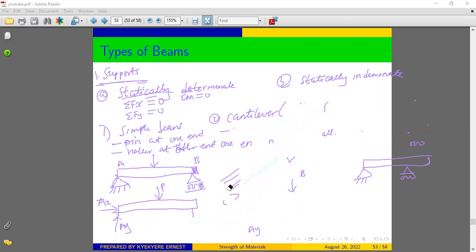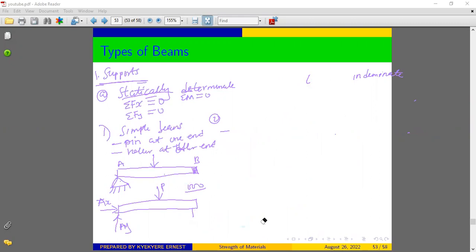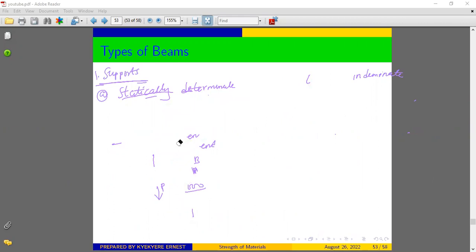Let's look at statically indeterminate. Examples of statically indeterminate beams. For statically indeterminate beams, we have already established the fact that statically indeterminate beams have more than three reactions at the support. So number one, under statically indeterminate, is the supported cantilever. A supported cantilever is like this.